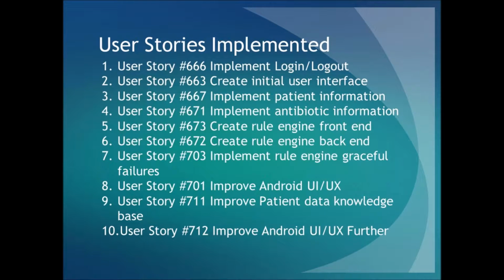Here's a list of all the user stories that were implemented in this project. The first 4 user stories, implement login, logout, create initial user interface, implement patient information, and implement antibiotic information were all essential foundations that were necessary to build the core of the app, the rule engine. Once that was all set up, we could work on the rule engine. After that, all of our user stories were to improve, refine, and clean up the application. We'll now see the use case diagrams and sequence diagrams for each of these user stories.